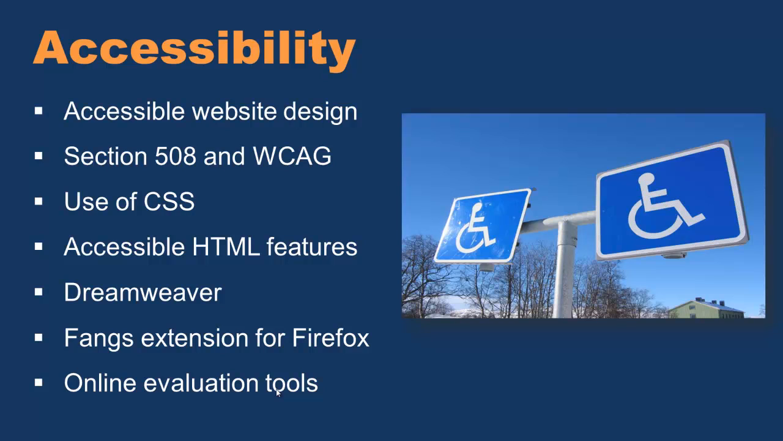Accessible HTML features such as adding alternative text for images and summaries for tables are things that can be added to increase the accessibility of a web page. We will also use the FANGS extension for Firefox web browser, which emulates a screen reader in text form. And there are several online evaluation tools that can be used to identify any problems with your website.